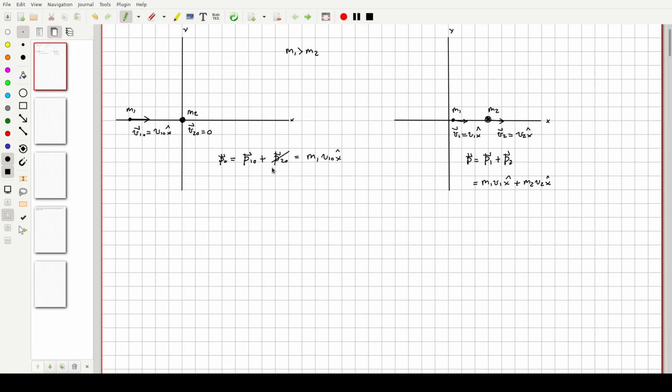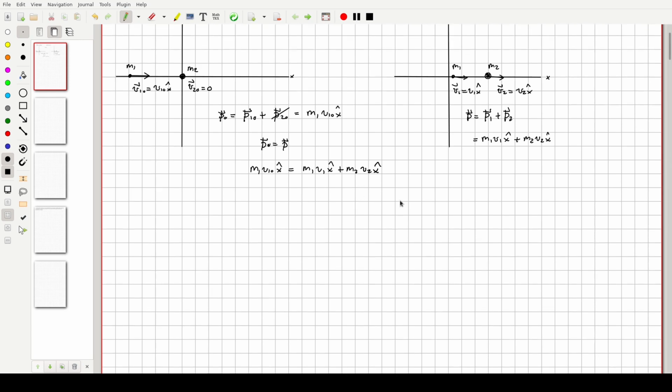Now, conservation of momentum is going to hold. Again, we're dealing with a situation in which there aren't any external forces. So that means that my initial momentum and my final momentum are going to be the same, or m1 v1 naught x hat is going to equal m1 v1 x hat plus m2 v2 x hat. Now we can get rid of the x hats at this point. They cancel out. So this gives us an equation that says m1 v1 naught is equal to m1 v1 plus m2 v2.